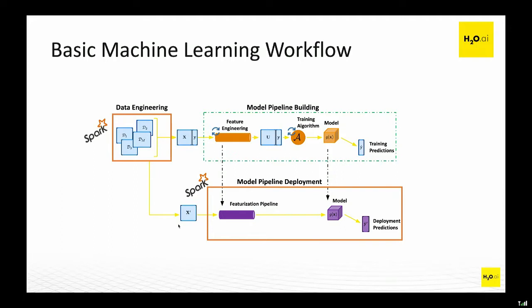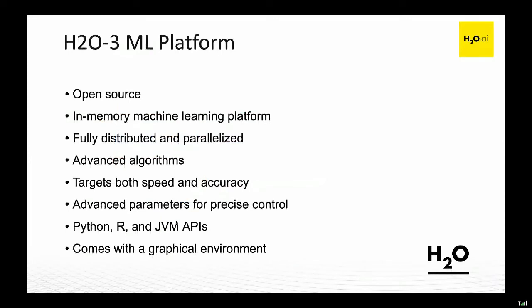And so there needs to be some synergy or just general compatibility between what your data scientists use and what your DevOps team actually uses in production. So before we talk more about that, let's jump over and talk about the H2O machine learning platform. It's an open source in-memory machine learning platform. It's built from the ground up to be fully distributed and parallelized.